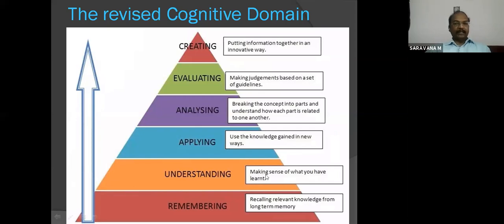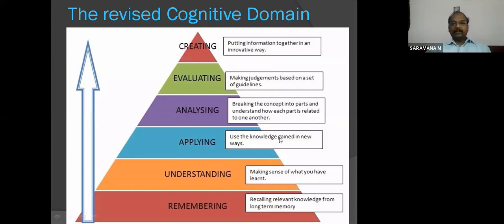Then understanding: making sense of what you have learned. When I say I understand, it means yes, you understood whatever was taught, and whatever you have learned, you can recall. So I understand that you have understood very well. Some assurance will be there. So understanding is making sense of what you have learned.